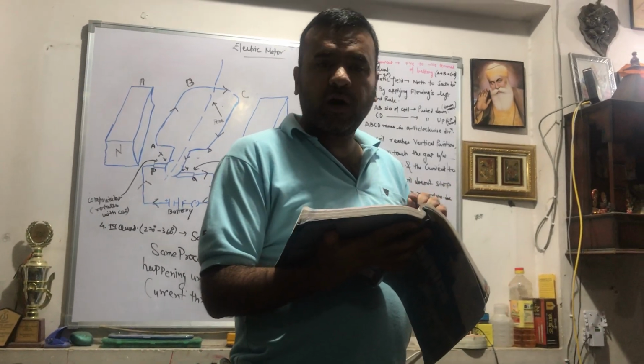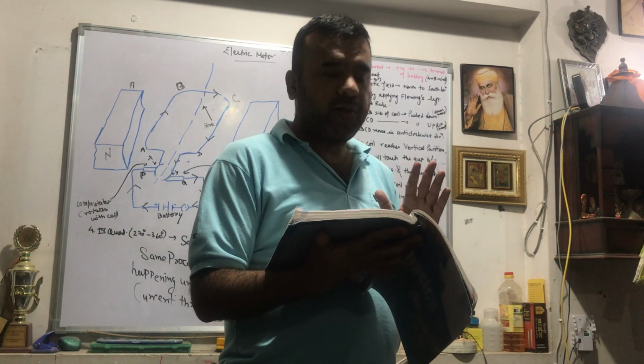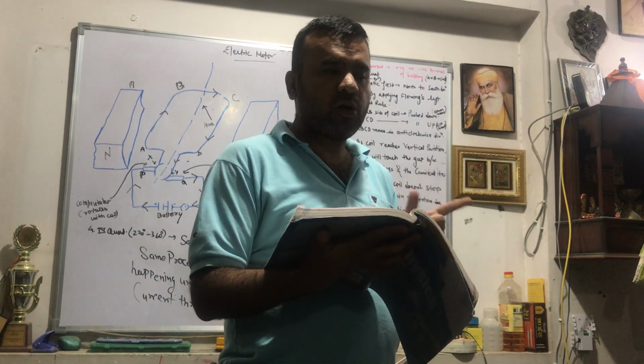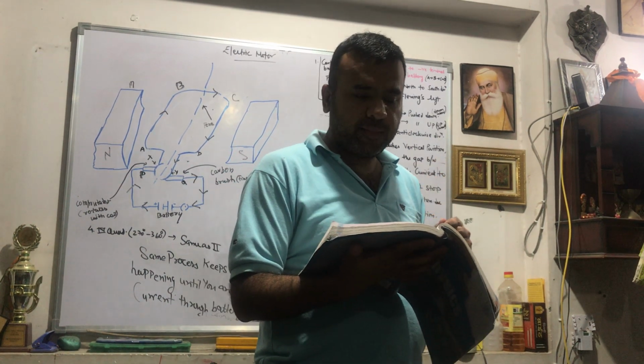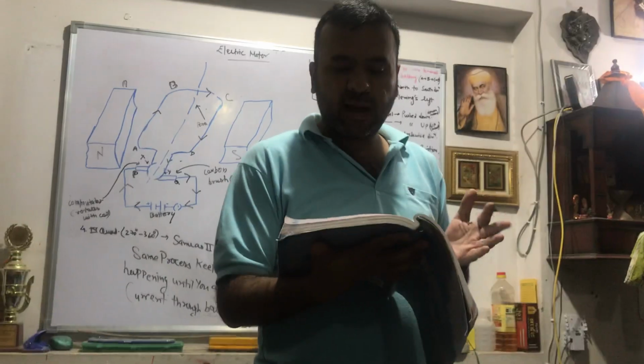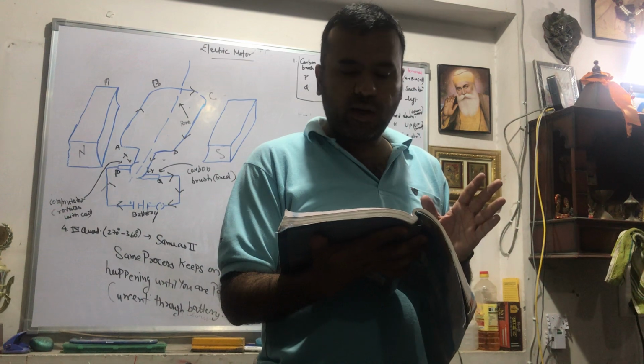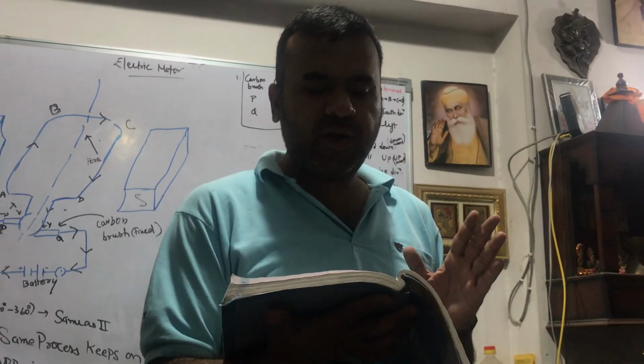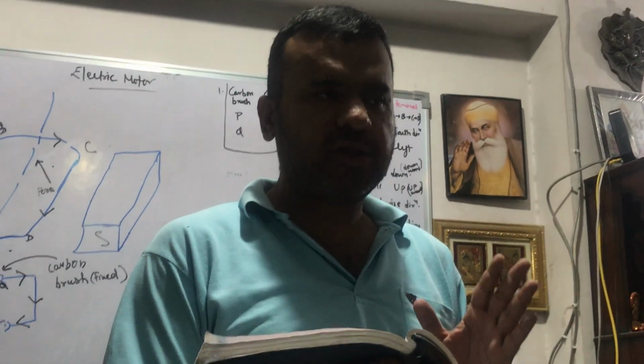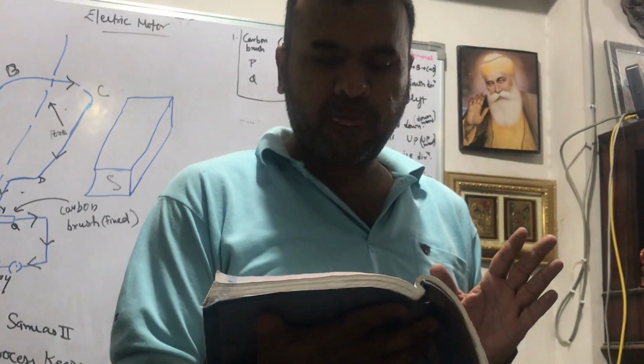And coming to the last point, I just want to read it. The reversing of current in the coil is repeated after every half rotation. It is on page number 91 in Lakshmi Singh. It continues to rotate as long as current from the batteries passes through it. The rotating shaft of the electric motor can drive a large number of machines which are connected to it.